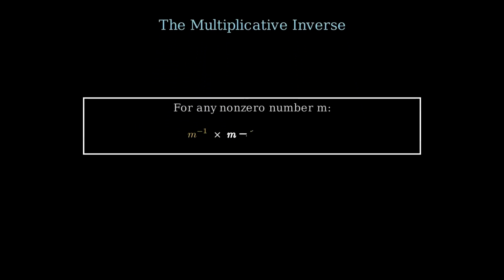Every non-zero real number has a multiplicative inverse, also known as a reciprocal. When you multiply a number by its multiplicative inverse, the result is always 1, which is the multiplicative identity. Let's look at the formal definition.